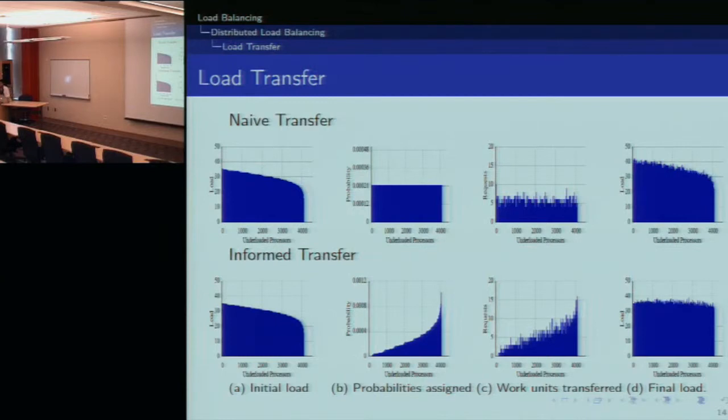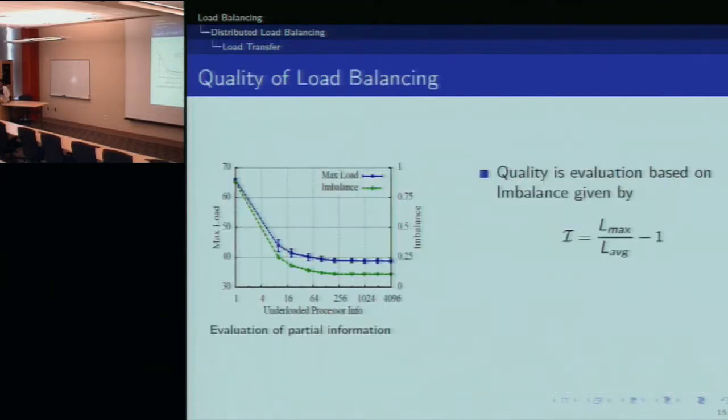So as you can see, in the naive scheme, since the work units are transferred irrespective of the initial load, some of the underloaded processors tend to become overloaded. And the maximum load in that case becomes 44, where the average is about 35. But in the informed transfer, the work units are transferred based on the probability distribution, hence leads to a better load balancing. And the maximum load we get then is about 38 in comparison to 35, which is the average. So the informed transfer is quite efficient in that manner.